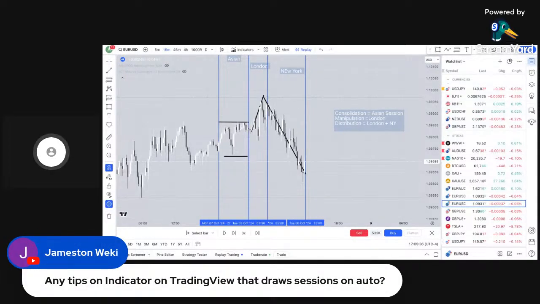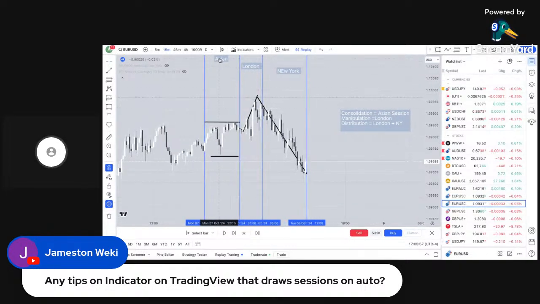Any tips on an indicator that also draws sessions? No, I don't want you to use that. Only because I just want you to get used to it. Over time, if you want to use that a year from now or a few months from now, don't worry about it, you can use that. But for now, I just want everybody to get used to those session times, because my session times are a little bit different than what TradingView might give you, right?